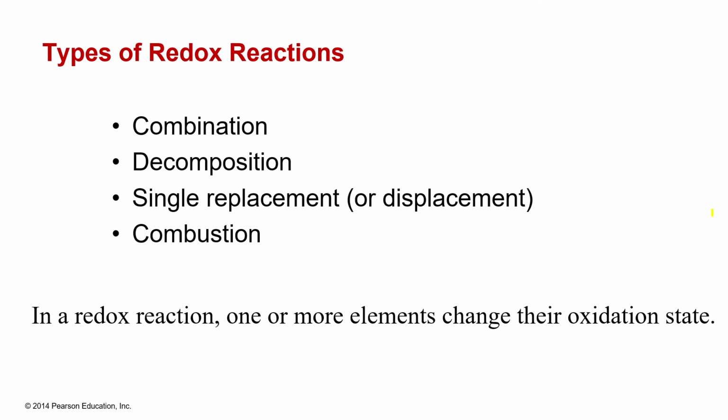Now, just like we did in the previous section with the double replacement or double displacement reactions, we can also classify redox reactions into types. We're going to consider 4 types here: combination, decomposition, single replacement or displacement, and combustion. Just remember, in a redox reaction, one or more elements change their oxidation state. And that's how we tell that it is a redox reaction.